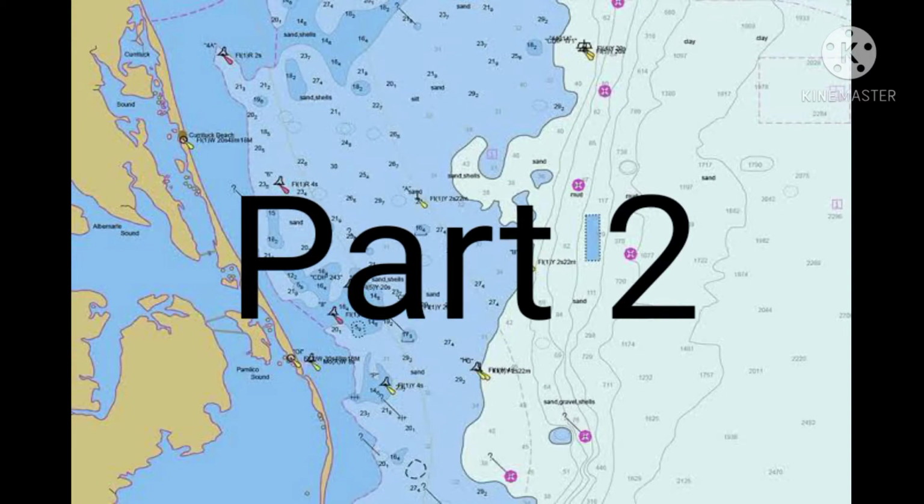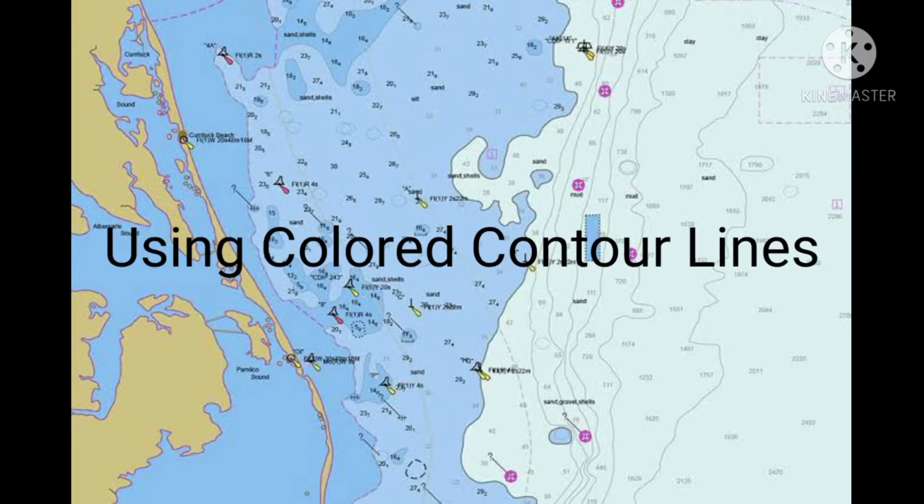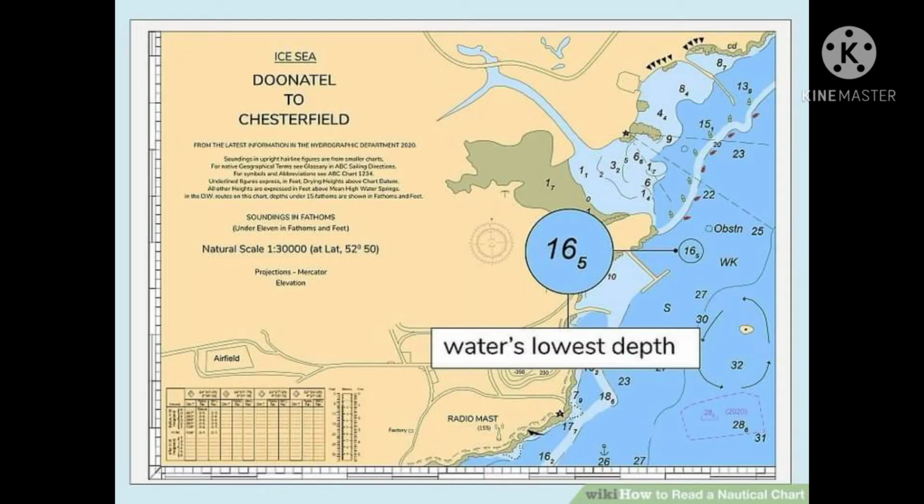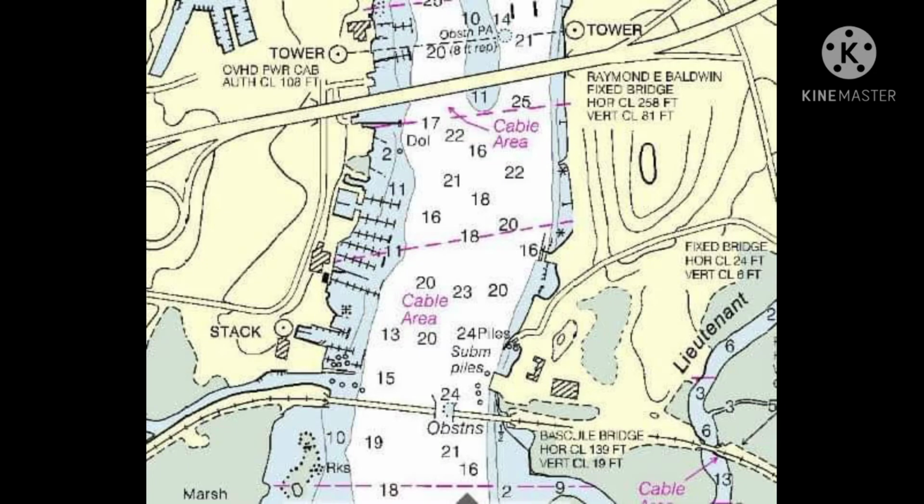Part 2. Using colored contour lines. Step 1. Follow dotted contour lines to monitor similar water depths. Contour lines are there to give you an idea of what is happening beneath the water's surface. Contour lines, often red, connect similar water depth listings. This has the effect of dividing areas into shallower and deeper waters.